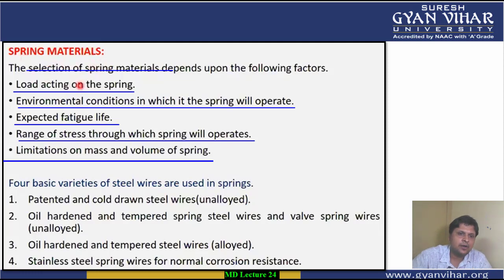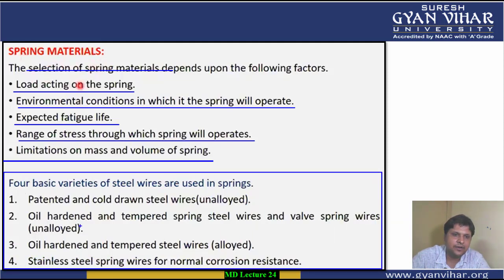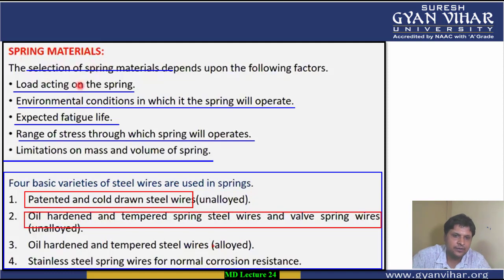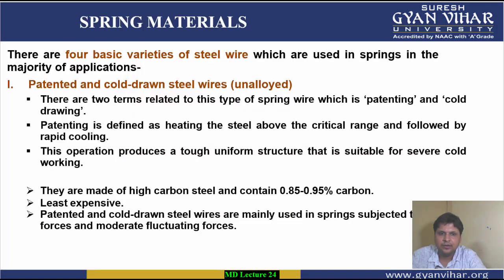Now the four basic varieties of steel wires. These are the four basic varieties of steel wires. First is the patented and cold drawn wire. Second is the oil hardened and tempered spring wires and valve spring wires. This is the unalloyed. Third is the oil hardened and tempered steel wires. And fourth is the stainless steel spring wires for normal corrosion resistance. What are these? These four varieties, let's study one by one.